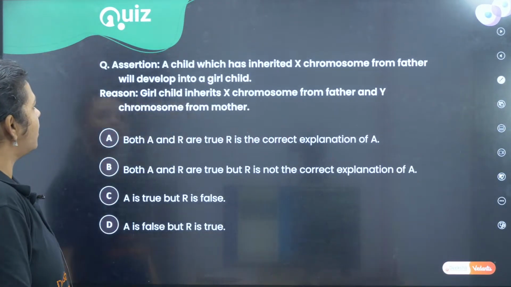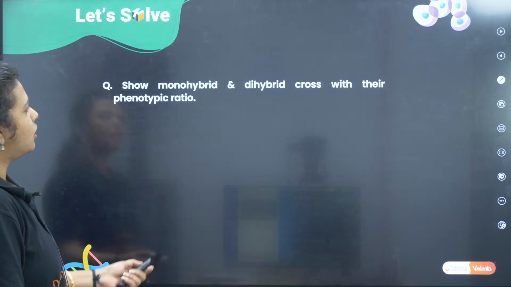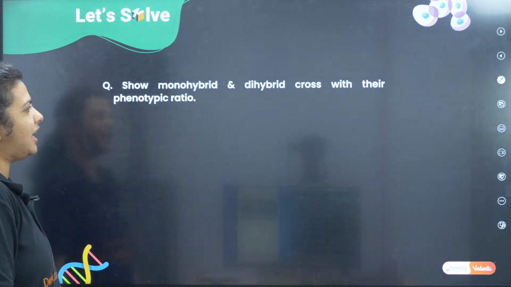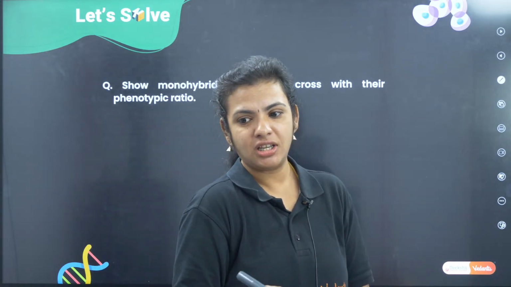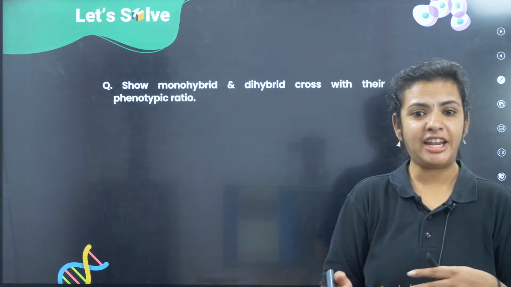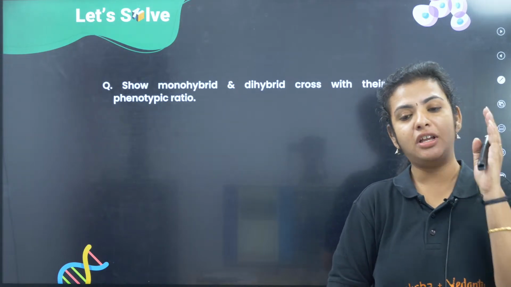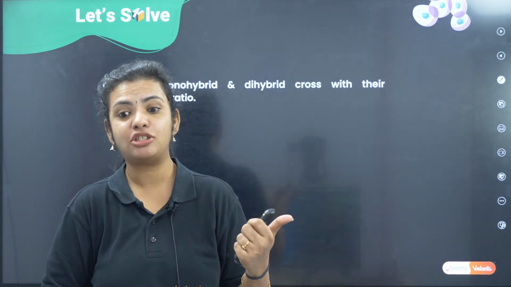All right. We have too many assertions. Let's go to questions. Show the monohybrid and dihybrid cross with their phenotypic ratio. Yesterday also we discussed the same question. Since we are lagging in time, I skipped that last assertion and reason, but you can do it yourself once class is done. The link is available. You can download the PPT and solve the questions.